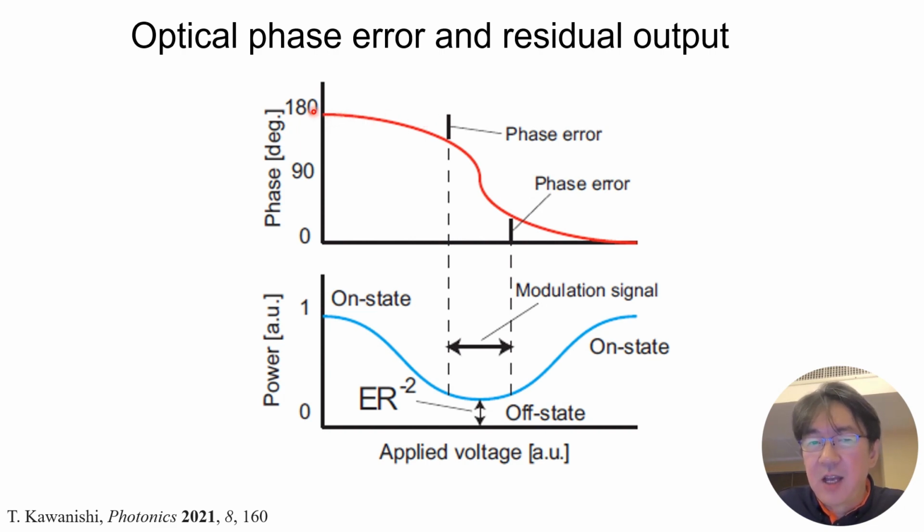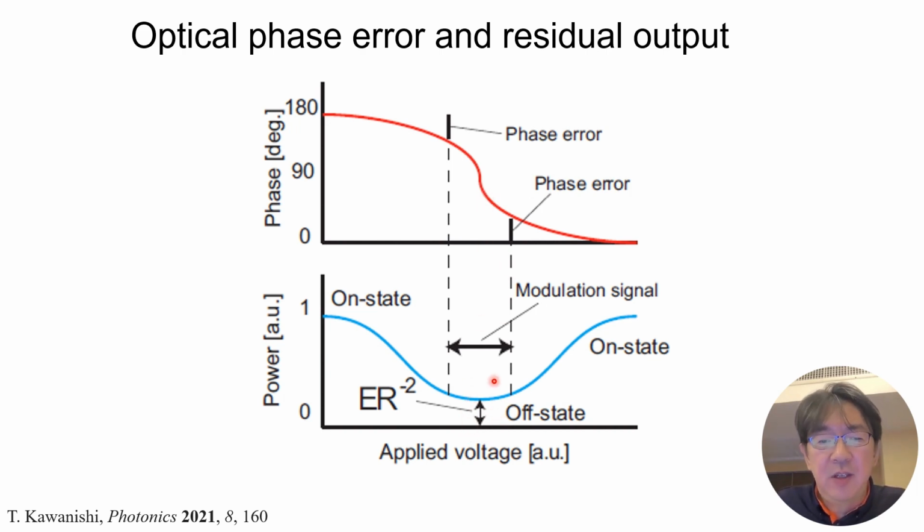In the ideal modulator, it should be on -1, and suddenly it jumped to 0, but it never happens. It should be described on a continuous curve, and this point corresponds to null phase error due to the finite extinction ratio. And even in the off state, as I mentioned, it has some finite output.